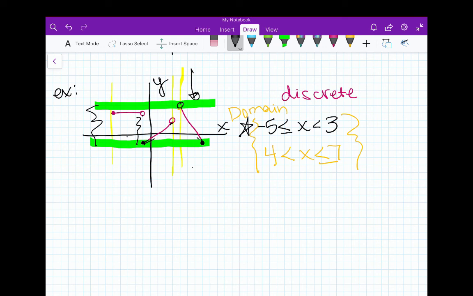So my range is going to be from -1 to 4. I'm going to use my less than symbols. Now let's look at the -1. Are those closed circles? Yes, they are. So that's equal to. And the 4 at the top is not a closed circle, so that would not be equal to. So this is our range.